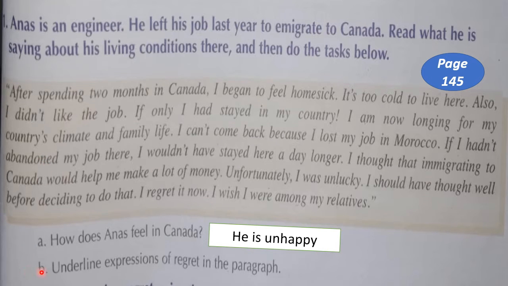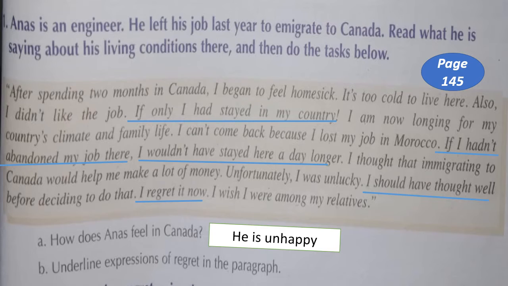Alright, so now we need to underline the expression of regret in the paragraph. So let's first of all find the sentences in which we have these expressions. So first of all, if only I had stayed in my country. This is one. Then we have, if I hadn't abandoned my job there, I wouldn't have stayed there a day longer. I should have thought well before deciding to do that. I regret it now. So here are the sentences in which we have expressions of regret.